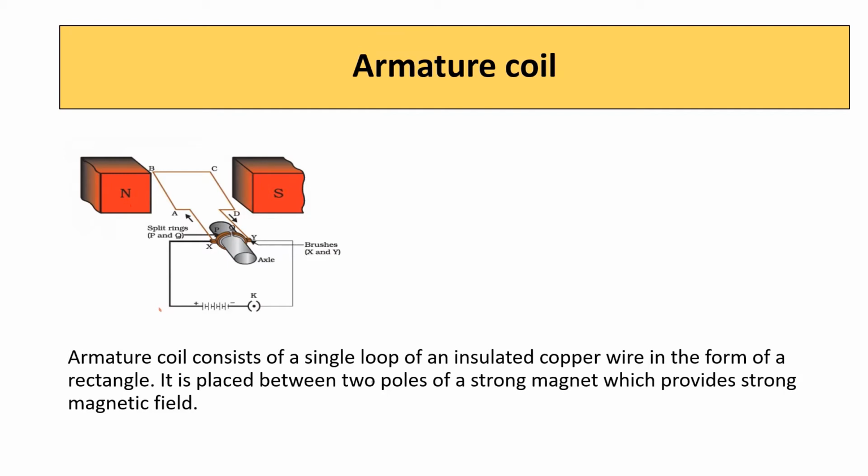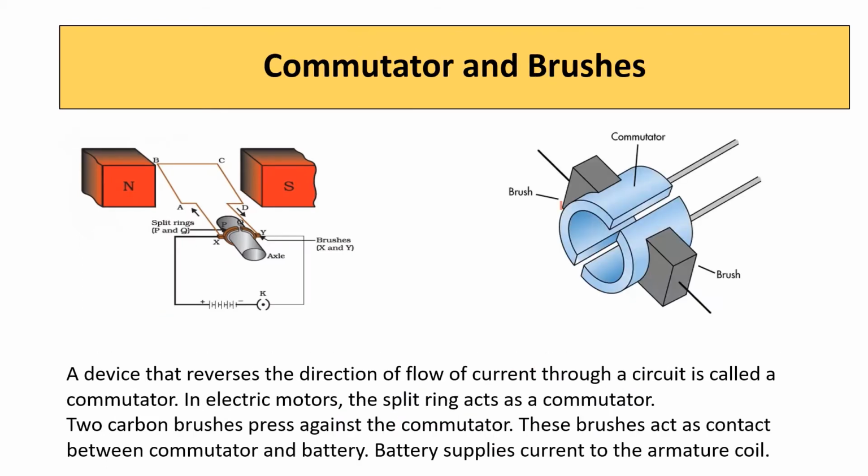Armature coil consists of a single loop of an insulated copper wire in the form of a rectangle. It is placed between two pole pieces of a strong magnet which provides strong magnetic field. The split rings P and Q, in the diagram, are known as commutator.